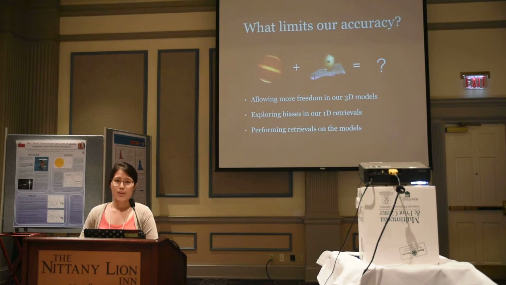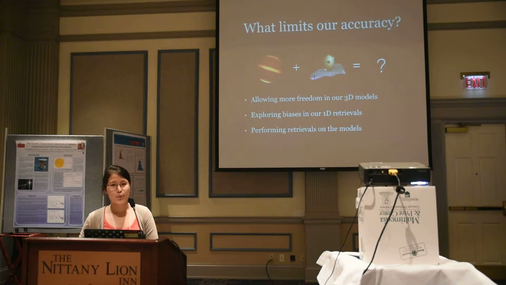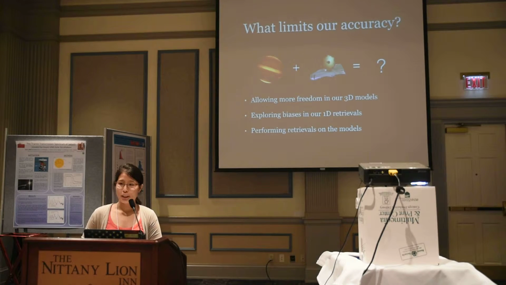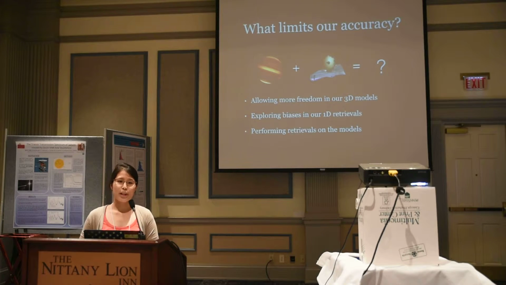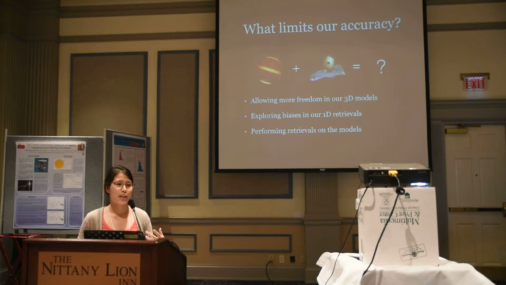So the question I'll be investigating in grad school will be about what limits our accuracy when we're trying to analyze these data. The first thing I'm going to do is to incorporate more freedom in our 3D models so that we can better portray planetary atmospheres. That would mean to generate spectra of arbitrary spectral resolution and generate spectra from arbitrary compositions.